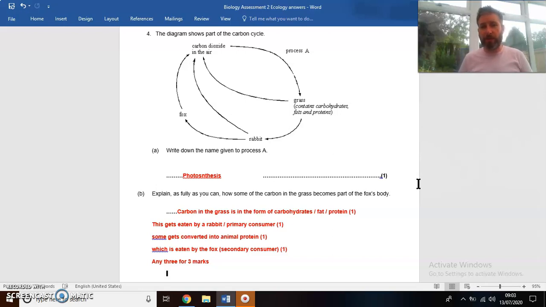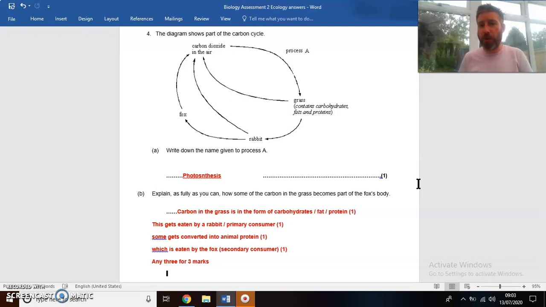So what happens? Carbon dioxide is absorbed by photosynthesis. It's converted into carbohydrates, fats and proteins in the grass. That is what we call a primary producer. So how does it get to the fox? Well, simply put, the grass is eaten by the rabbit, which means the carbohydrates, the fats and the proteins end up in the rabbit, which is a primary consumer.